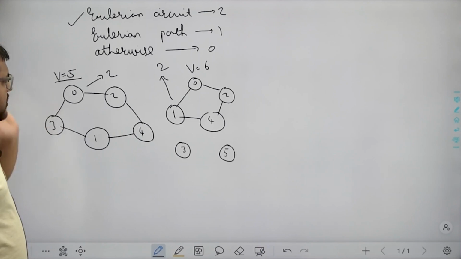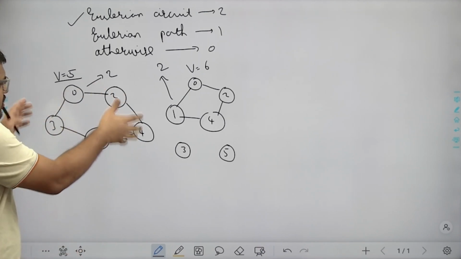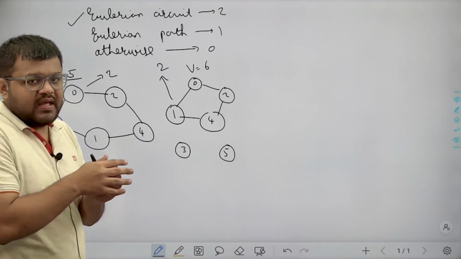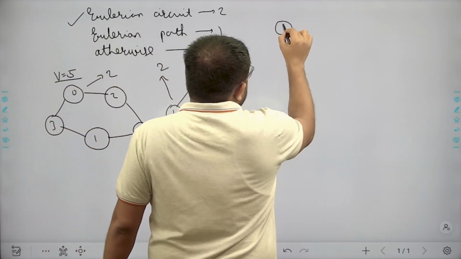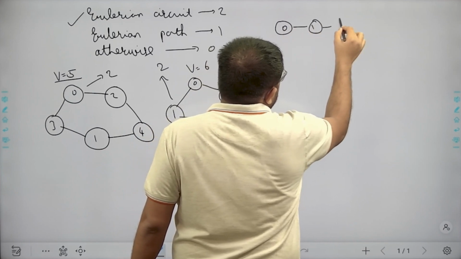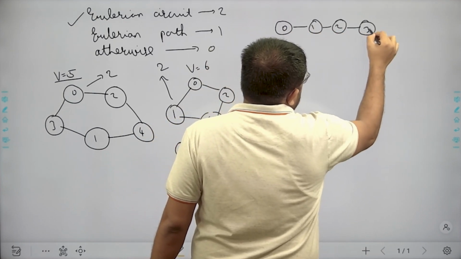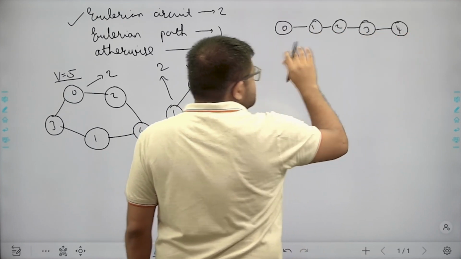How will we do an Eulerian path? So basically it will not form a cycle, but there will not be any branch. It would be a straight path. Okay, so for example, if I have, let's say, 0, 1, 2, 3, 4, this is an Eulerian path.